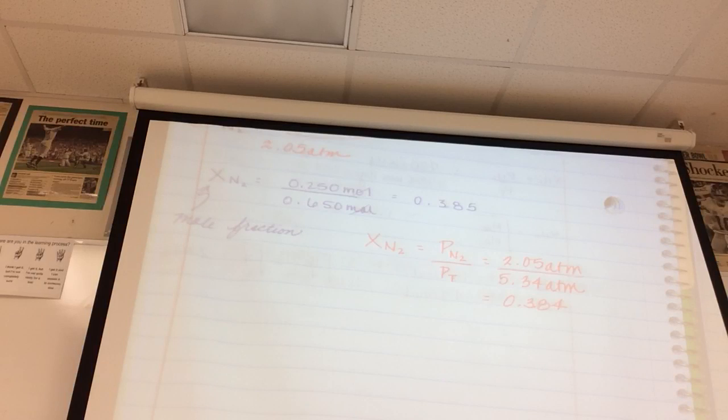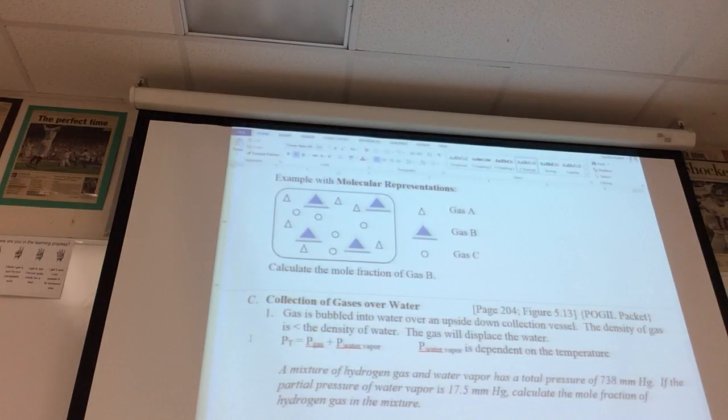The other type of thing that you might see, and these honestly drive me crazy, but this is the kind of thing they just love lately. What you might see here is an example with a molecular representation or particulate diagram. It says calculate the mole fraction of gas B. So how would you do that? You have 4 B's and how many? Well, 1, 2, 3. I think there are 15.